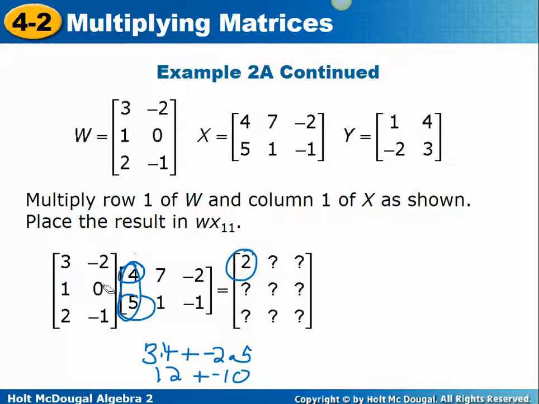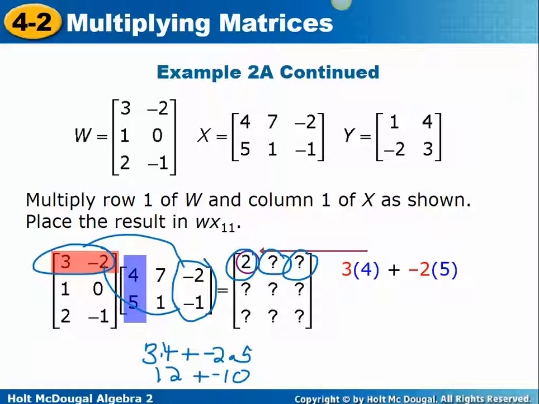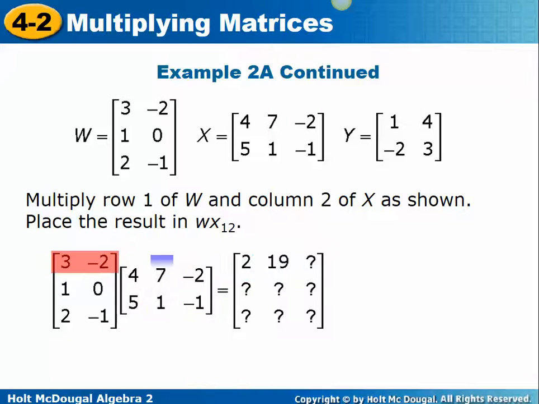Then we're going to take the first row times the second column. And we'll take 3 times 7 plus -2 times 1. And that'll go here. And then we'll take the first row times the third column. And we'll take 3 times -2 plus -2 times -1, and that'll go in that third spot in the first row. Okay, so there's our first calculation. That's how they got the 2.